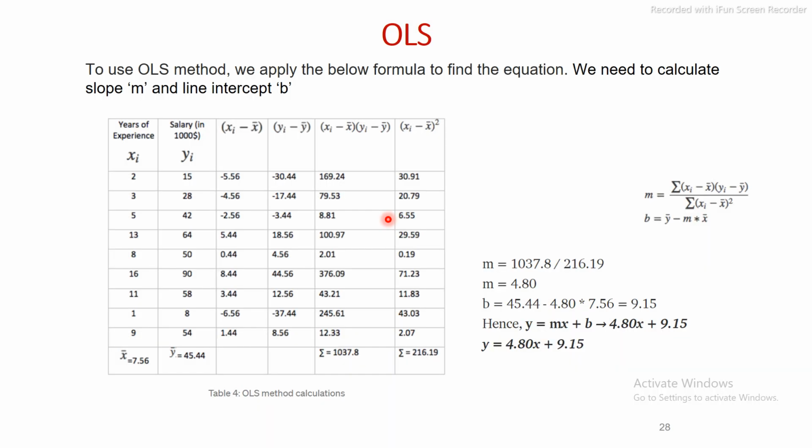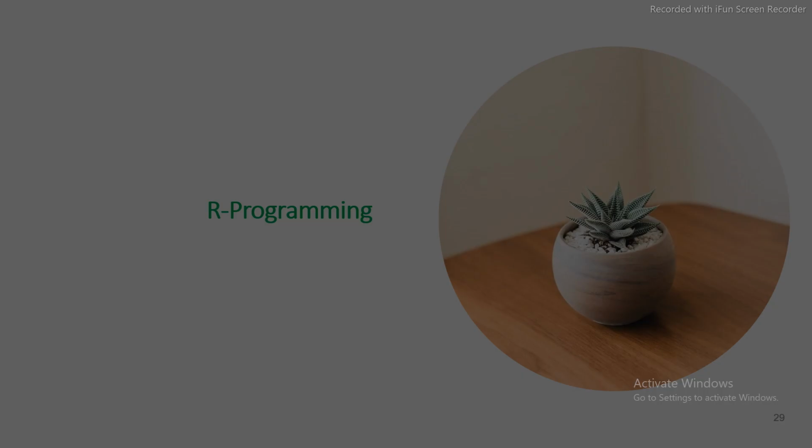Okay, so if you calculate the m, b and everything and put it in the formula, you will get y equal to 4.80x plus 9.15. This is c, your constant term. Slope is 4.80, x is your independent variable, that is your experience, and y is salary. So if someone has 20 years of experience, you just multiply by 20 here and you will get the prediction. This is just a simple one.